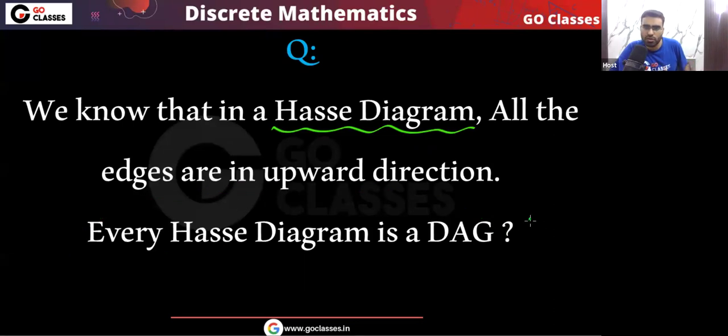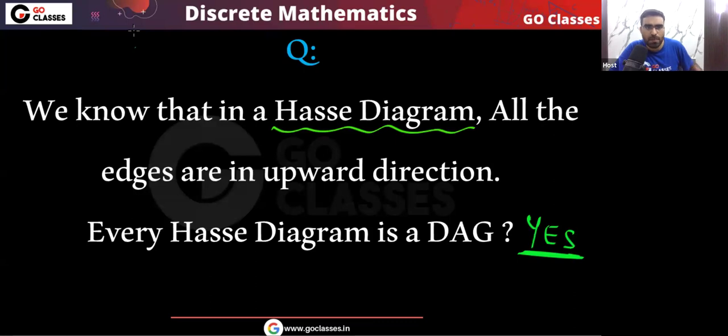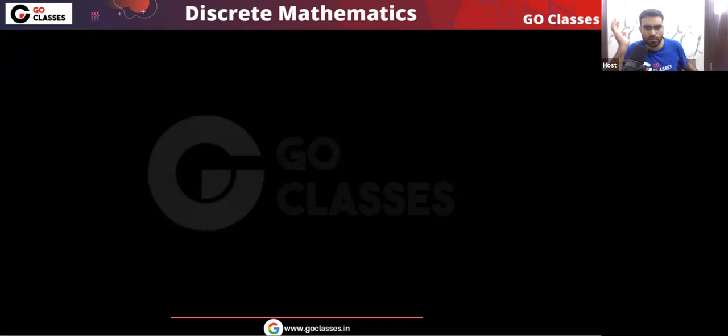Yes. So the answer will be yes, because all the edges are in the upward direction and there is no cycle. So I can say your Hasse diagram is a directed acyclic graph, because there is no cycle. In a partial order relation, you can never have a cycle, and a Hasse diagram is created for a partial order relation. So the Hasse diagram is a directed acyclic graph. The answer is yes. Now let's move on.